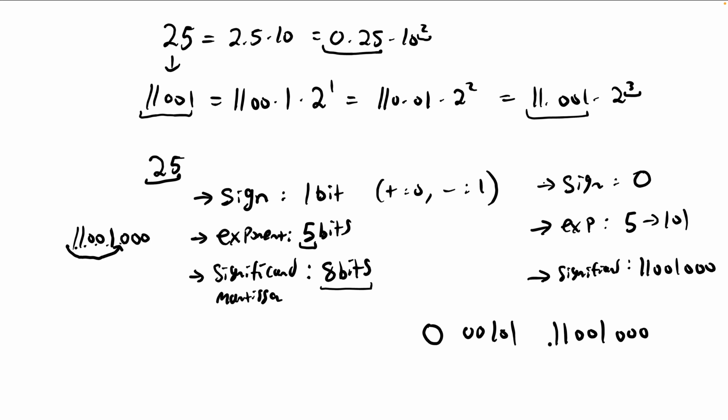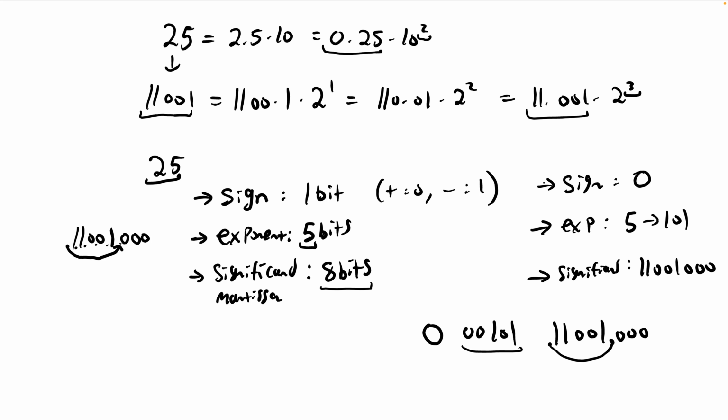Remember that this has an imaginary decimal on the left-hand side. And we're saying if we take this, we multiply it by 2 to the power of this, which is 5. It moves the decimal all the way over here, and we end up with 25. So hopefully that's pretty clear how that generally is working.